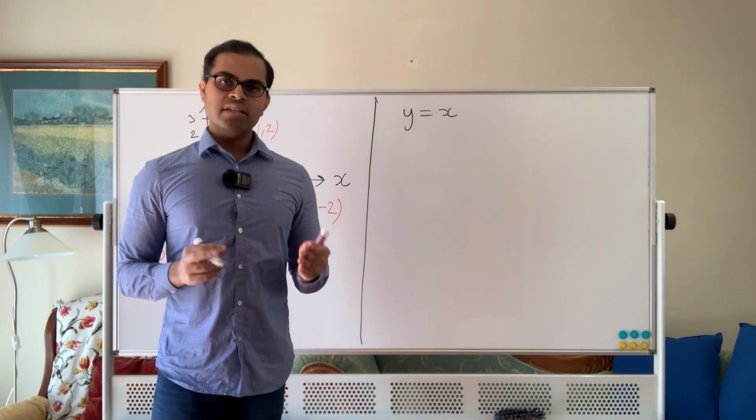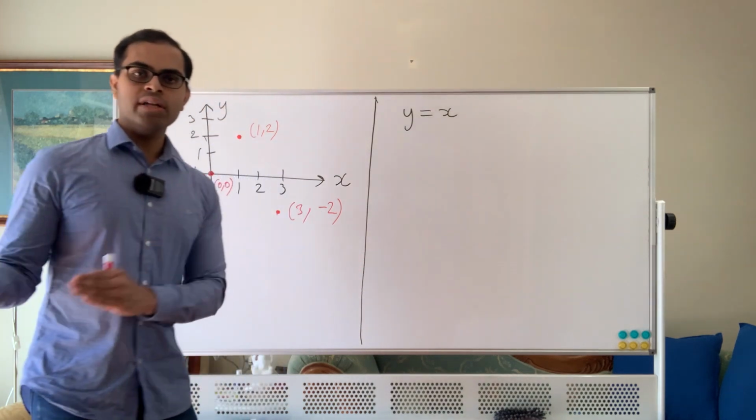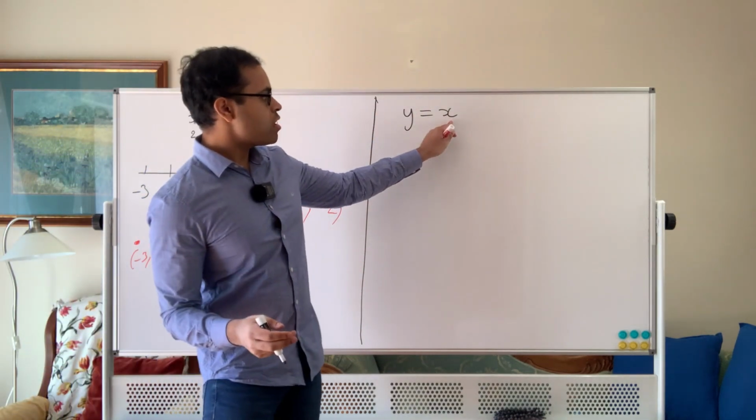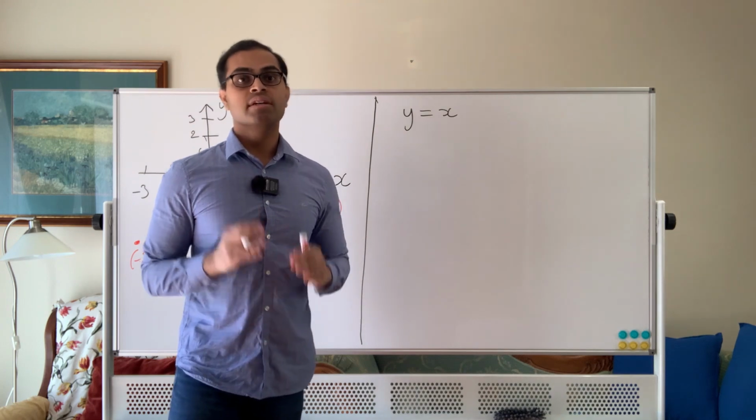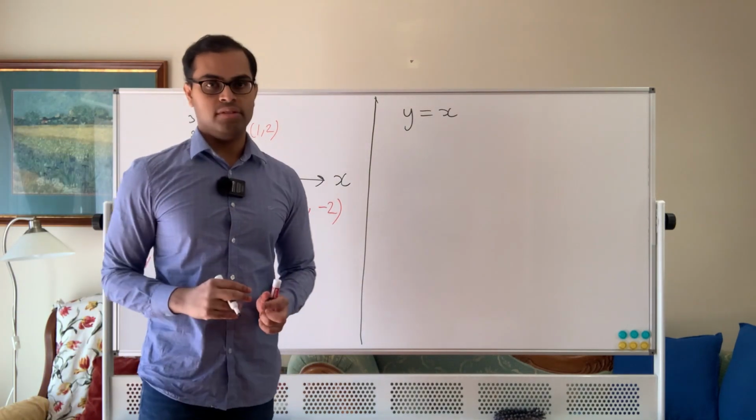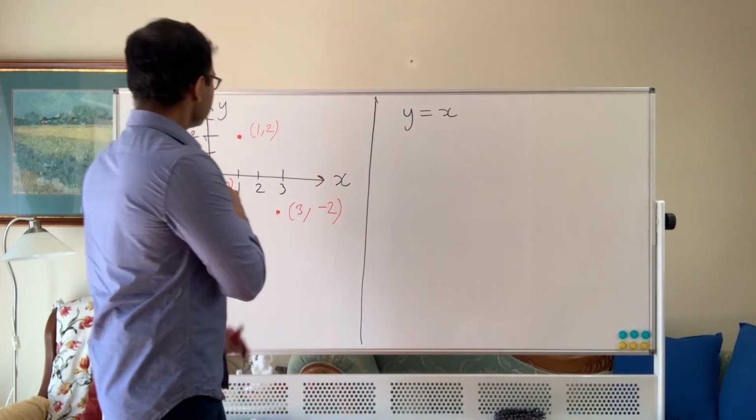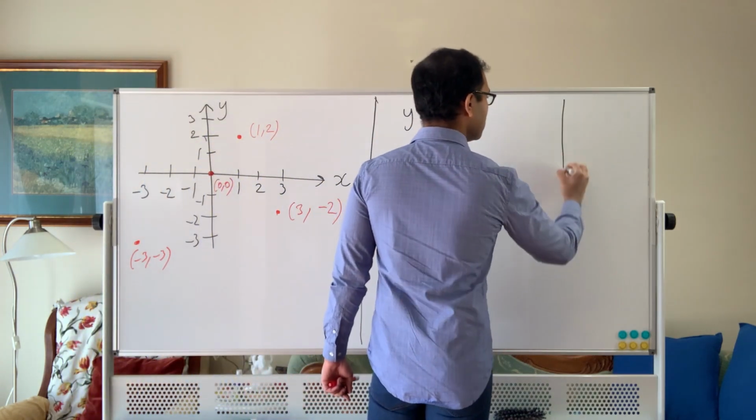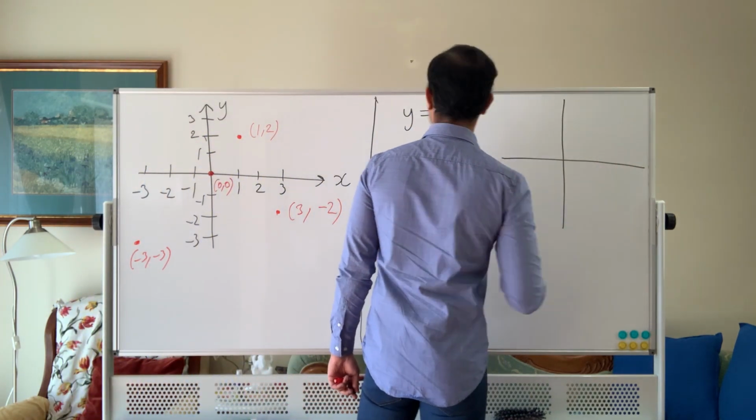Well, it means that you're trying to find all the points in the plane so that the x coordinate is equal to the y coordinate. That is what the meaning of y equals x is. Okay, so you're trying to plot all those points. Now, when you're trying to graph something like y equals x, you're just trying to plot the points, right?